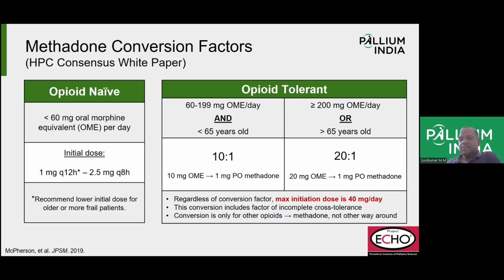And another important thing is that whatever be the dose of morphine the patient is taking, never start the patient for the first time on more than 40 milligram per day. So that's the maximum initial dose that we can start for a patient. 40 milligram, maximum 40 milligram per day.